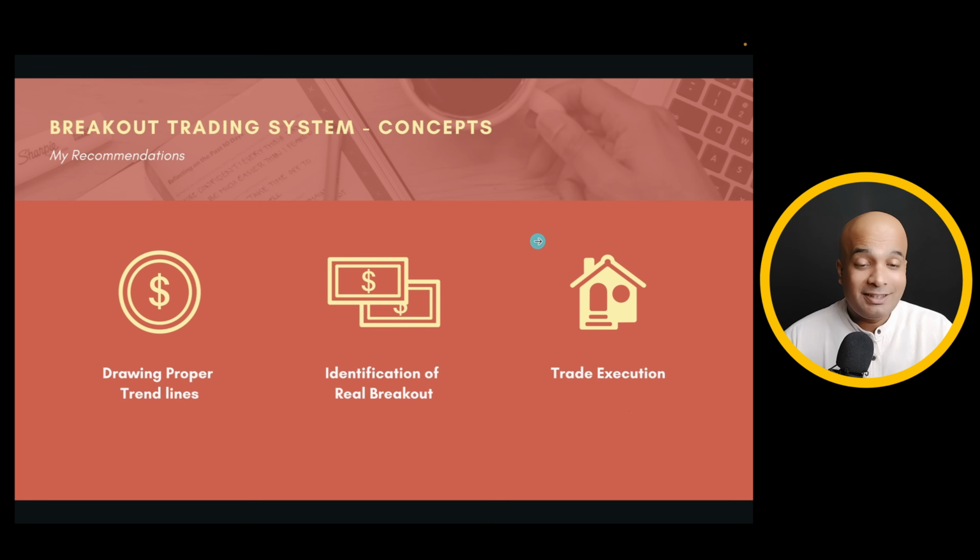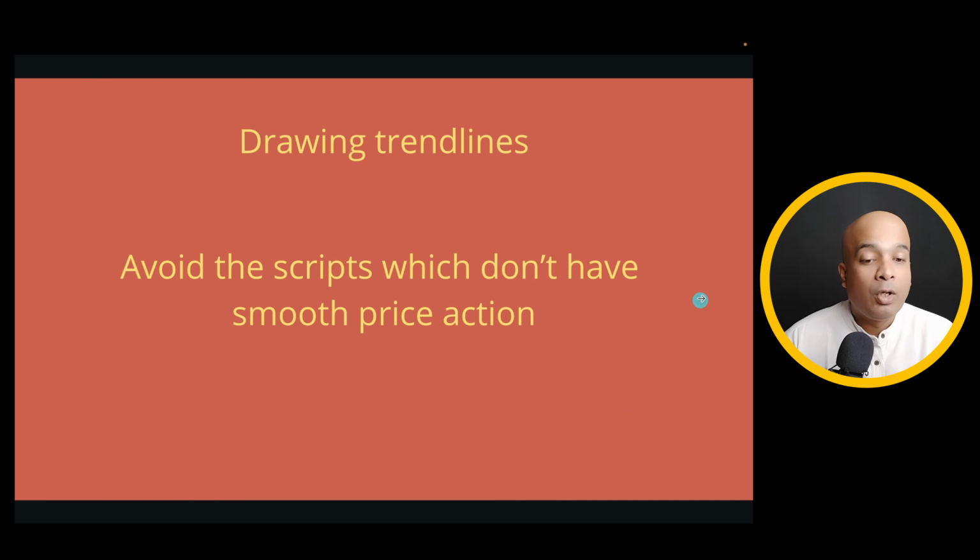Now, this positional breakout trading system consists of three important segments. One is drawing proper trend lines. The second one is identification of real breakout. The third one is trade execution. Okay. So first I will explain drawing the proper trend lines.